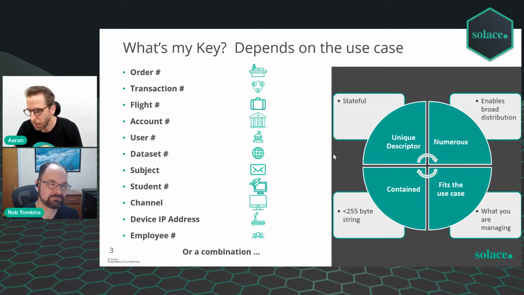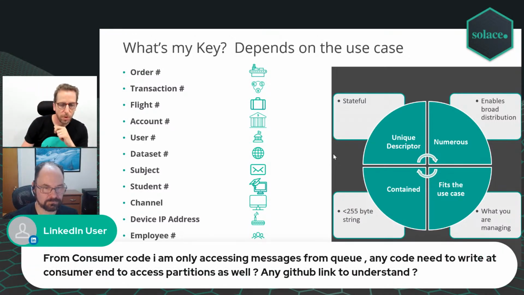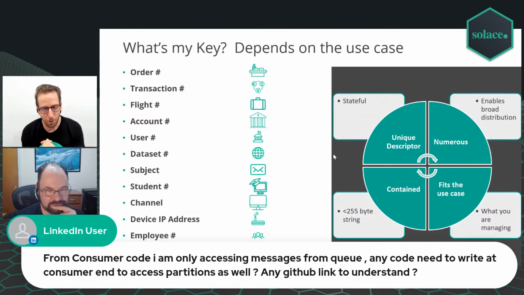Let's see. What do we got here? Another question. LinkedIn, an anonymous user: from consumer code, I am only accessing messages from the queue. Any code needed to write a consumer end to access partitions as well? Any GitHub link to understand?